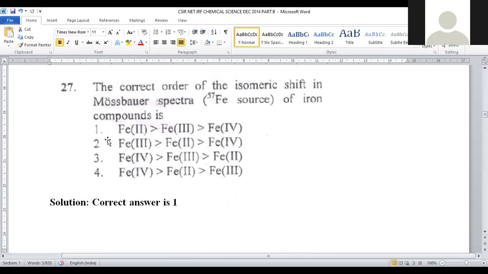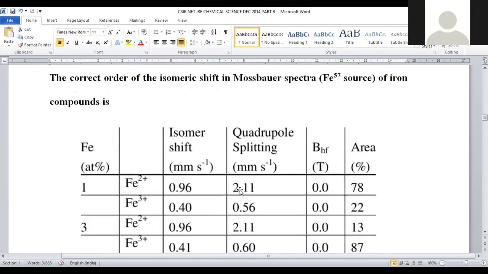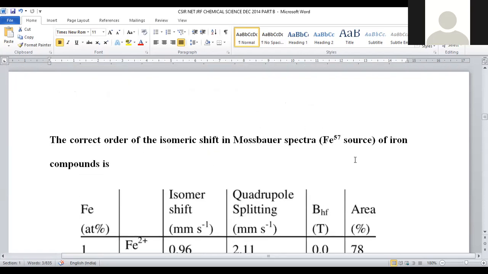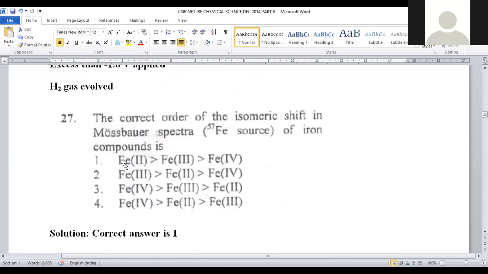Let us move on to question number 27. The correct order of isomer shift in the Mössbauer spectra, iron 57 source of iron compound, is. What will be the correct order of isomer shift? First, we have to check what is meant by isomer shift. Isomer shift is nothing but, when any atom is replaced with its own isomer, the change in the signal position in the Mössbauer spectra is called isomer shift.